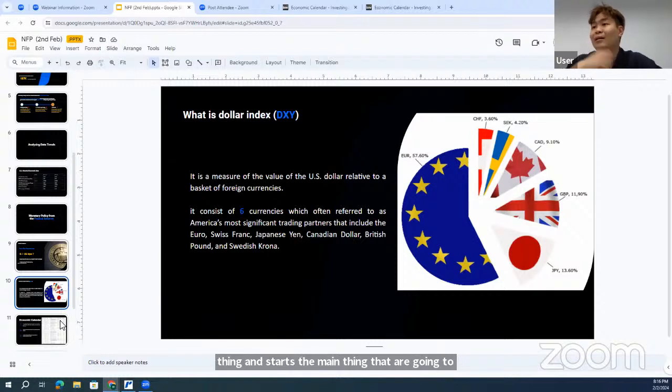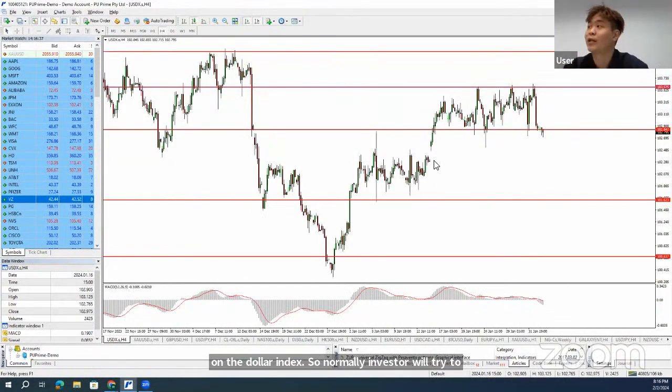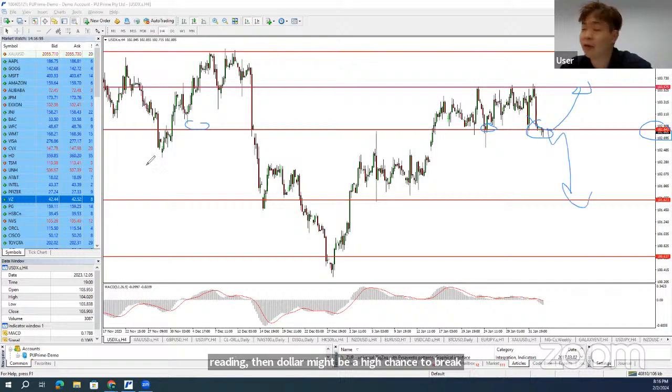Okay, so the direct impact of the non-farm payroll should be on the dollar index. Normally investors will try to monitor the dollar charts. So if the NFP data provides a higher than expectation reading, then the dollar might rebound from this crucial support level. But if the NFP data provides a worse than expectation reading, then the dollar has a high chance to break below the crucial support level of 102.85. On a longer term basis, it might drop aggressively. So you need to stay tuned on the dollar charts before you enter the market.